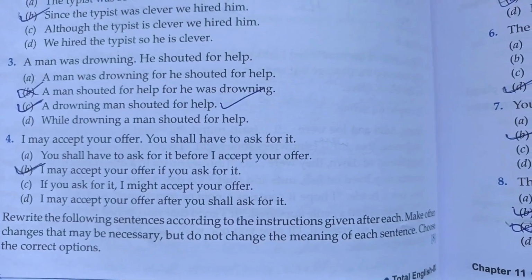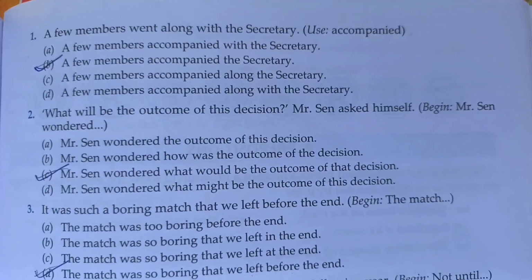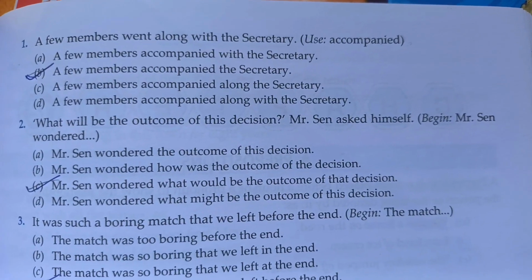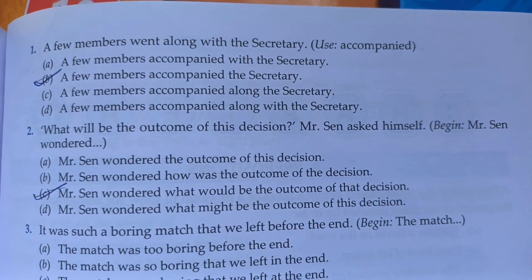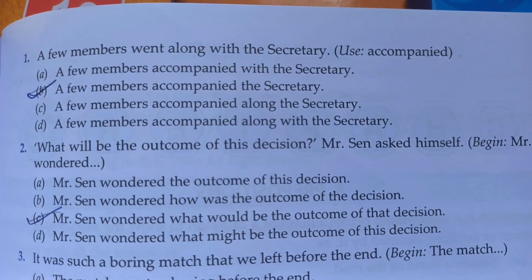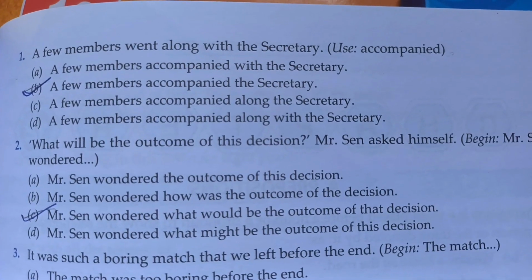Next, number 4, first one. A few members went along with the secretary. So here you have to use the word accompanied. So option B is correct. A few members accompanied by secretary.